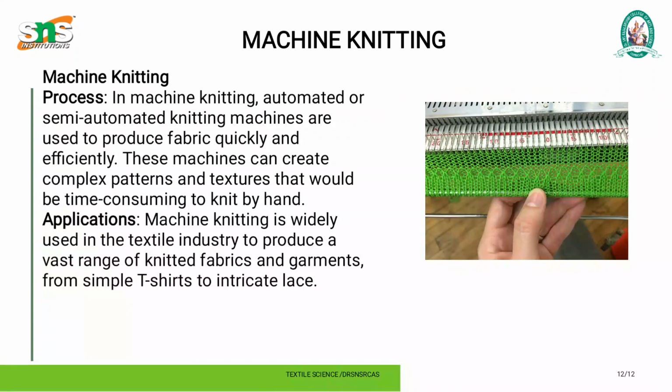Machine knitting. In machine knitting, automated or semi-automated knitting machines are used to produce fabric quickly and effectively. These machines can create complex patterns and textures that would be time consuming to knit by hand. Application: machine knitting is widely used in the textile industry to produce a vast range of knitted fabrics and garments, from simple t-shirts to intricate lace.